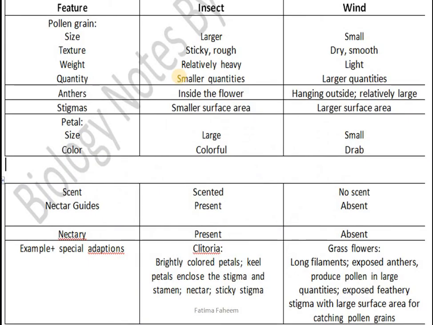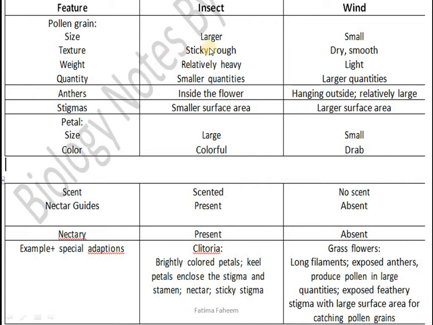Here in the table, I have summarized the differences. Let's discuss the features of pollen grains in insect and wind pollinated flowers. Pollen grains would be larger in those flowers which are pollinated by insects, while they would be smaller in size when they have to be dispersed by wind. The difference is obvious. The smaller the size of the pollen, the easier it is for the wind to carry them away from the parent plant.